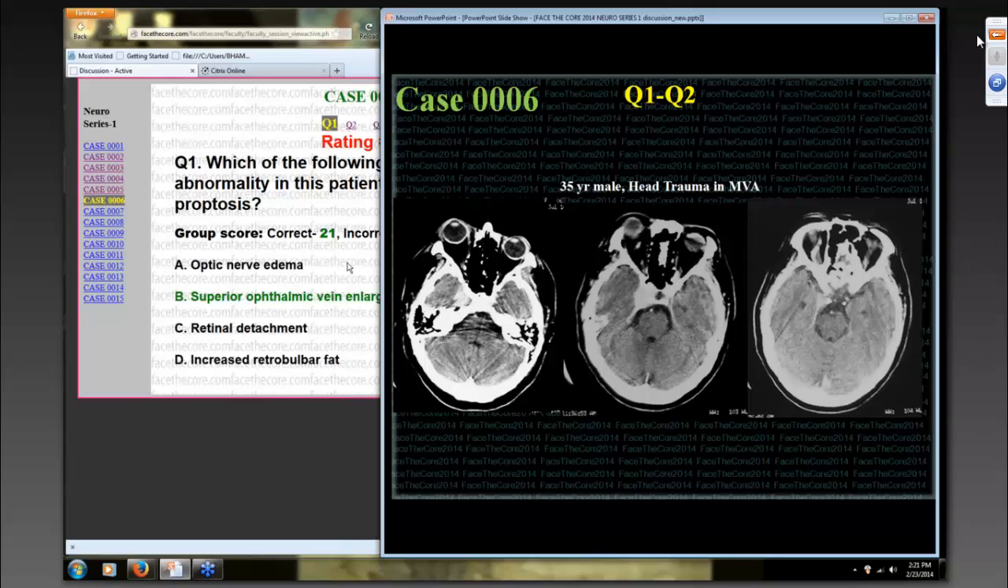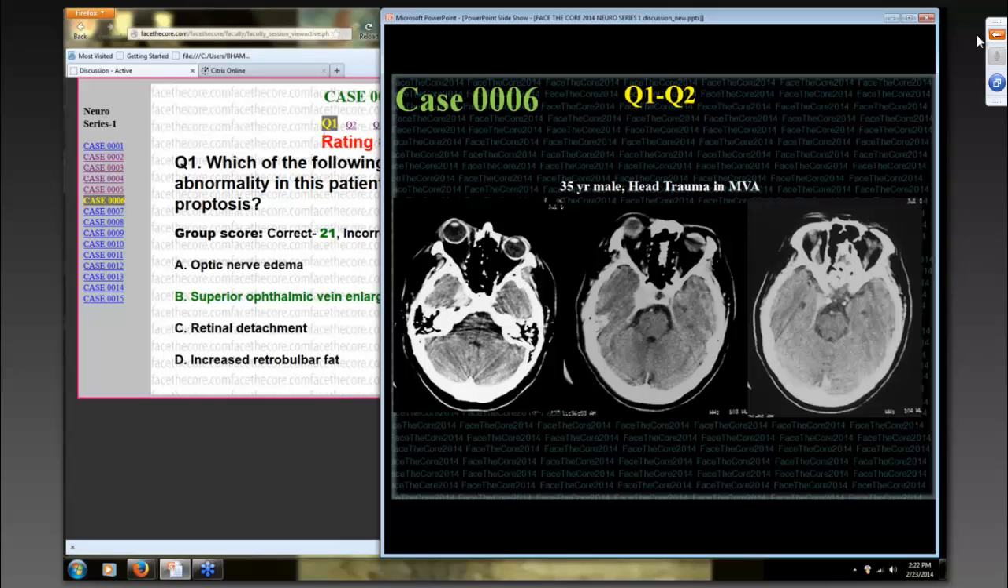And compared to the other side, or even otherwise, if you have seen a good number of orbits, you all know that this is much more prominent than expected, and this is a superior ophthalmic vein which is dilated.